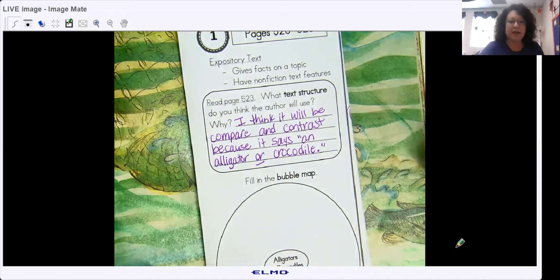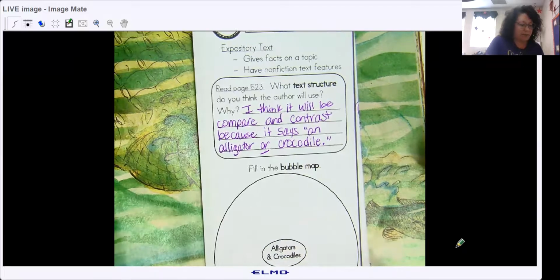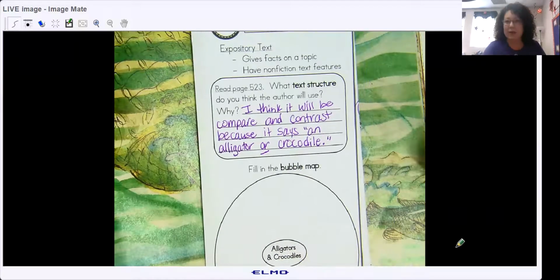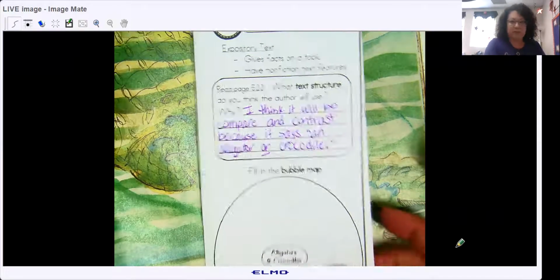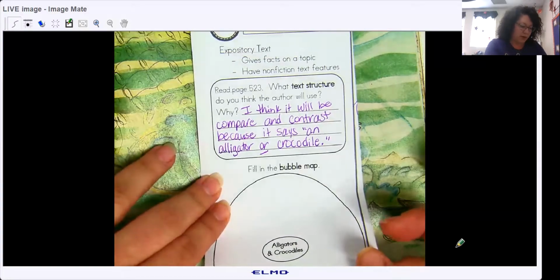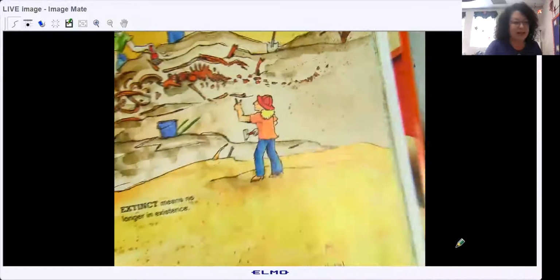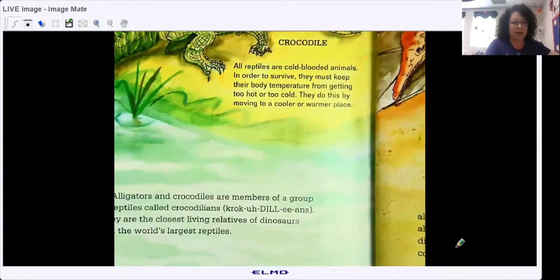And then we're gonna fill in the bubble map on things that are similar, the same, comparing alligators and crocodiles from the next 2 pages that we read. All right, so hopefully you got all your words down. Okay, we examined the text features already before we started to read.